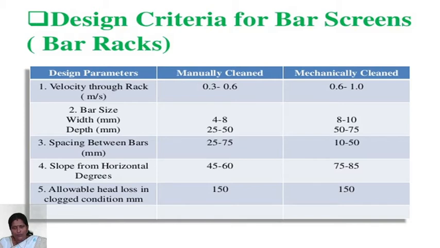Slope to the horizontal is 45 to 60 degrees for manually cleaned. For mechanically cleaned, it is assumed as 75 to 85 degrees, so almost vertical, slightly inclined. Allowable head loss in clogged condition is 150 mm for manual cleaning, and for mechanical cleaning it is also taken as 150 mm.